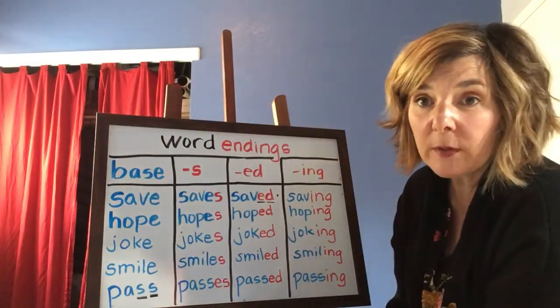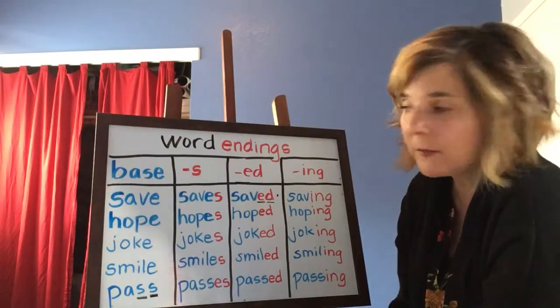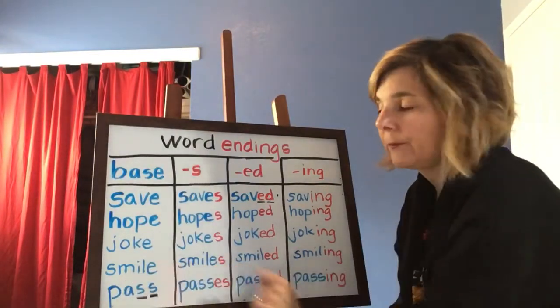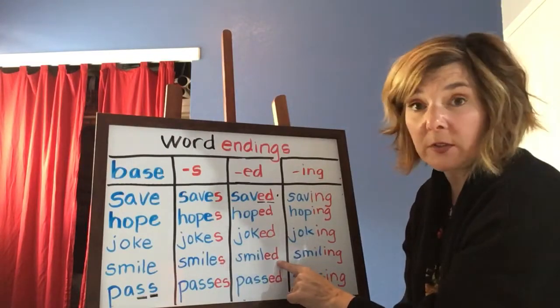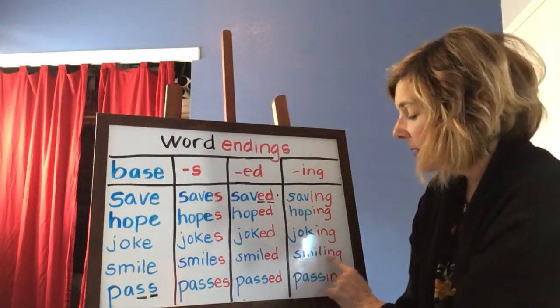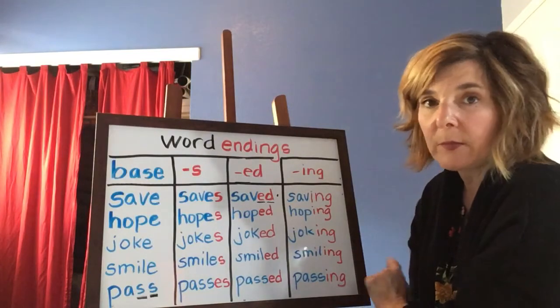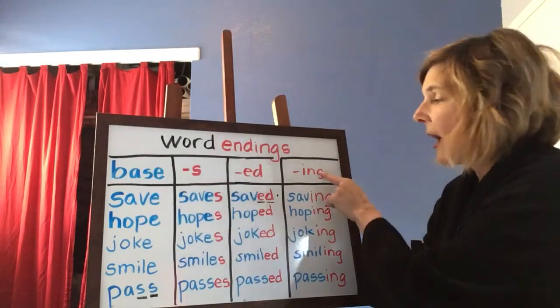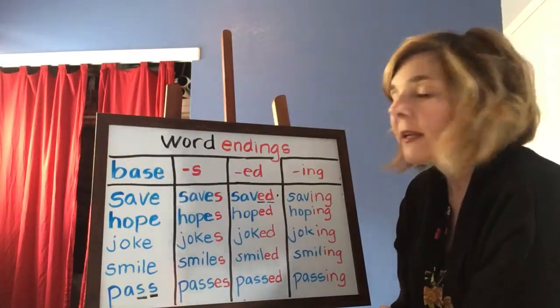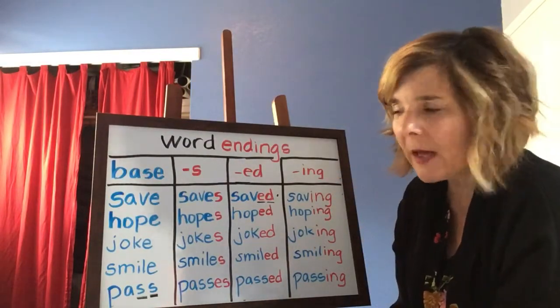The next base word I'm going to read is smile. Can you find it on the screen? Smile. Smiles. It's happening now. Smiled. It already happened. Smiling. It's happening now. And which ending needed to drop the E? The ING. Okay. Now the last word doesn't have a silent E.